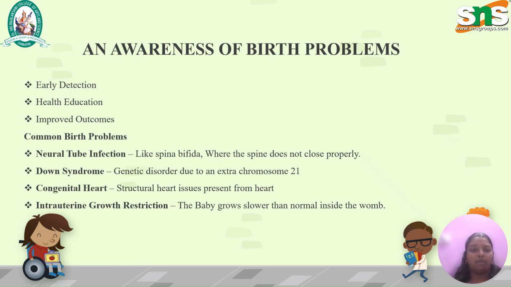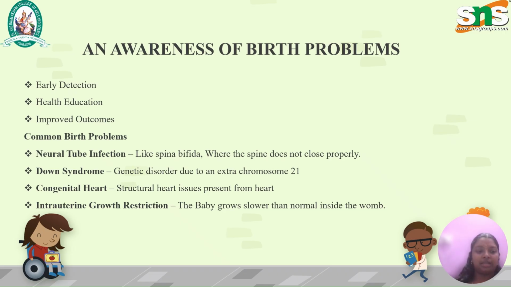What are the common birth problems? First is neural tube defect, like spina bifida, where the spine is not closed properly. Down syndrome is when the baby has an extra copy of chromosome 21. Next is congenital heart problem. This is nothing but some issues in the structure of the heart.